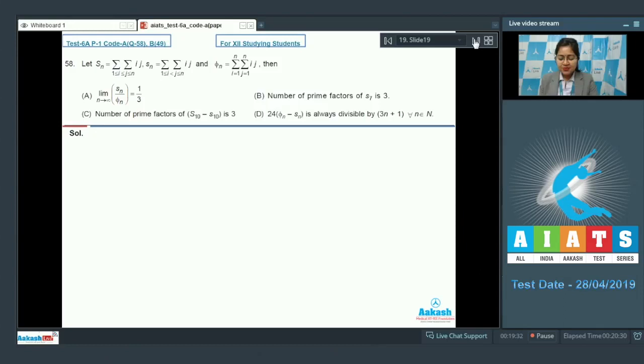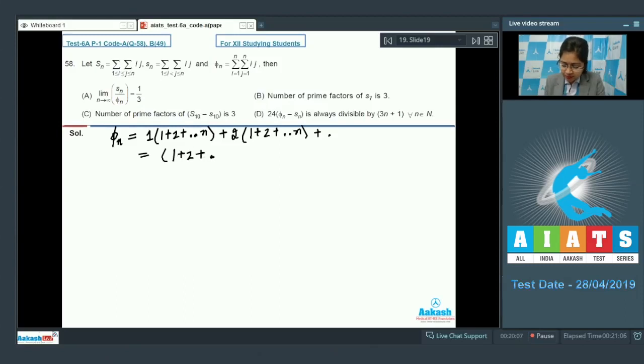Here, 3 summations are given, that is Sn, small sn and phi n. Now, let's start with phi n. Phi n is equal to, when i is equal to 1, then j will go from 1 to n, that is 1 plus 2 plus 3 up till n. And when i is 2, then again it will be 1 plus 2 plus up till n and so on. So this is equal to summation of 1 plus 2 plus up to n whole square, right? So it will directly be equal to n into n plus 1 by 2 whole square.